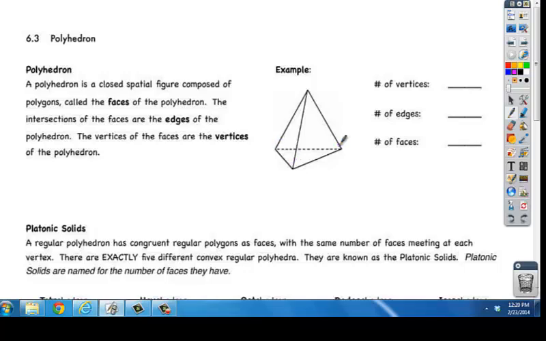Now let's count the number we have in this polyhedron. Well, if I go to count the vertices, I have 1, 2, 3, 4. So I have 4 vertices in this polyhedron. Count the edges. 1, 2, 3, and then 4, 5, 6. 6 edges. And if I go to count the faces, those are 1, 2, the one in the back is 3, and the bottom one is 4. So I have 4 faces. So again, a polyhedron is a closed shape.